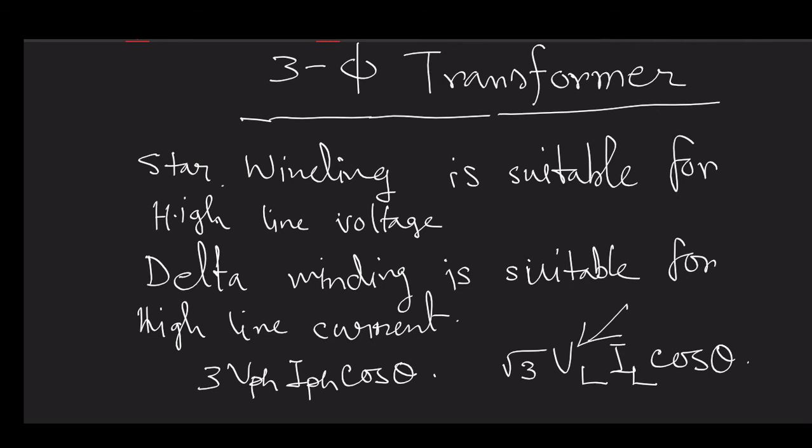Now, why is star winding suitable for handling high line voltage? Because those who have read that scanned PDF must have noticed that VL is root 3 V phase. So even if you have a higher voltage, only 1 upon root 3 of that voltage, typically 86.6%, not 86.6, sorry, I made a mistake, it is 57.7% of your line voltage will appear across your phase winding. Like if you have 415 here as your line voltage, you will find this will be probably 230.